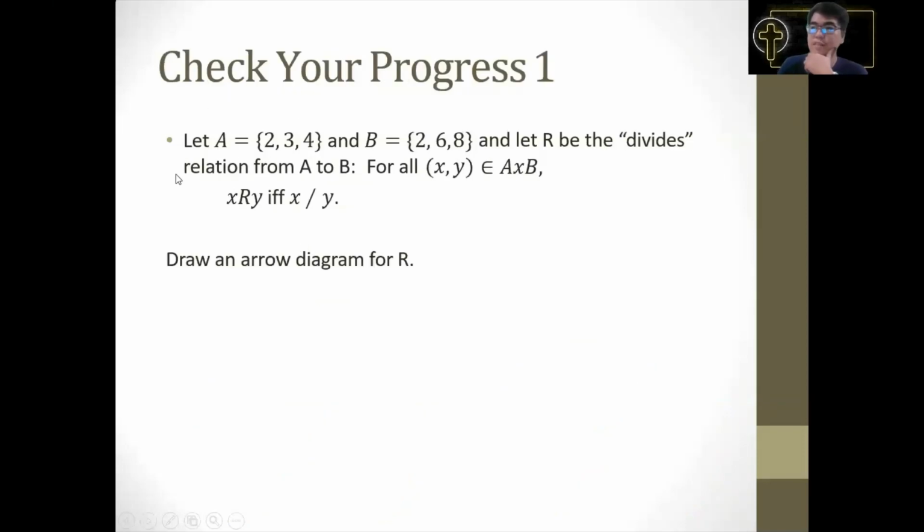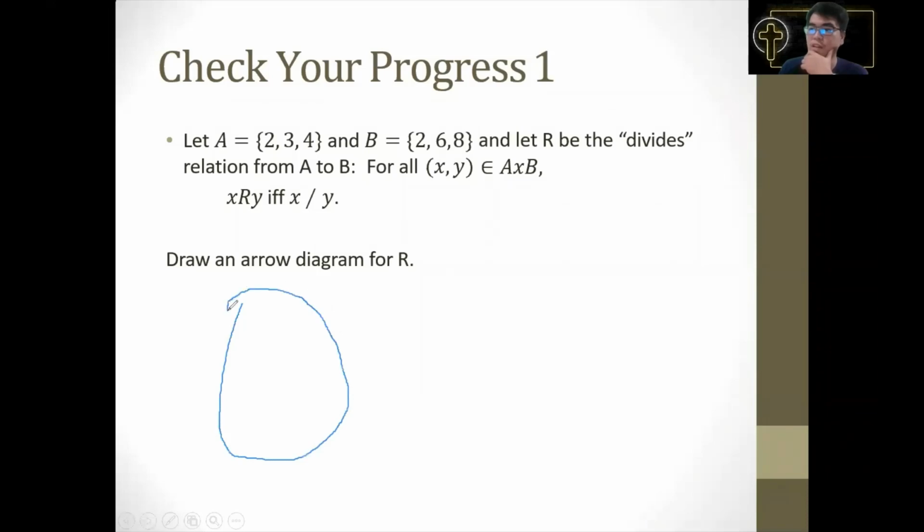Let's check our progress. Let A be equal to {2, 3, 4}, and B is equal to {2, 6, 8}. And let R be the divides relation from A to B: for all (x, y) element of A cross B, x is related to y if and only if, let's just say, y is divisible by x. Y is divisible by x, which means that if we divide y by x, there is no remainder. So let me try to answer this one.